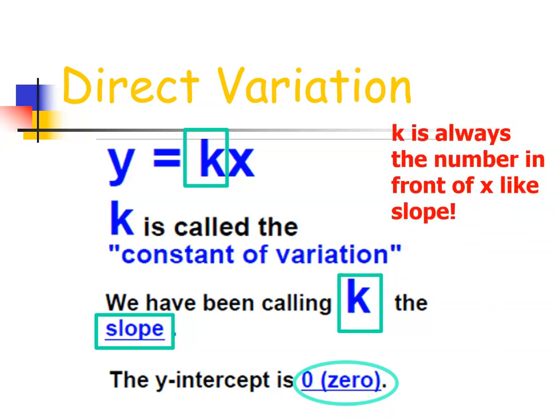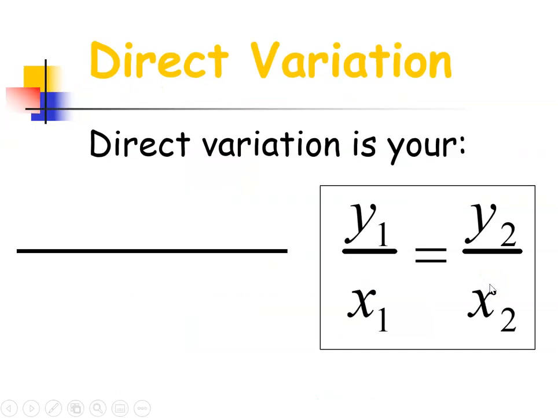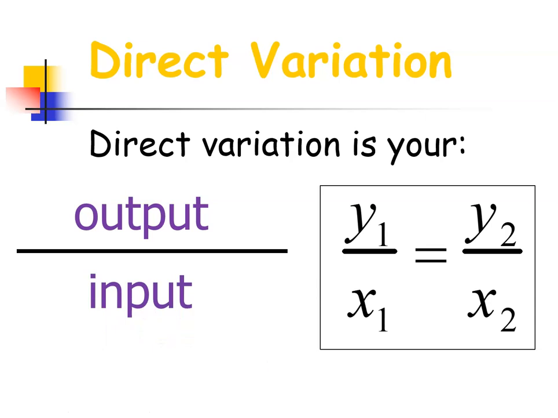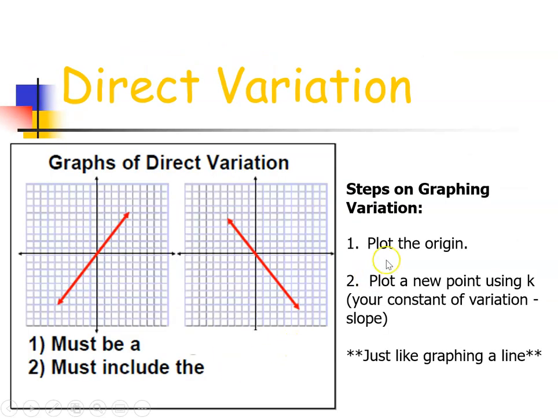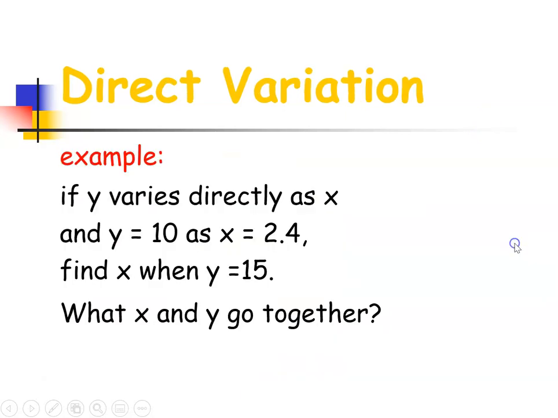k is always the number in front of x, just like slope. Direct variation is your output over your input, for the most part. Sometimes when we write them out, we write them the way we want, but it's really important to label what your top is and what your bottom is on the left and make sure it's the same on the right-hand side, okay? On a graph, it's always going to start at the origin because it always starts at 0. And they're always direct, so they're always going to be a straight line. As one goes up, the other goes up at the same rate, and they must include the origin. So your graphs are always going to be a straight line through 0, just like graphing a line.